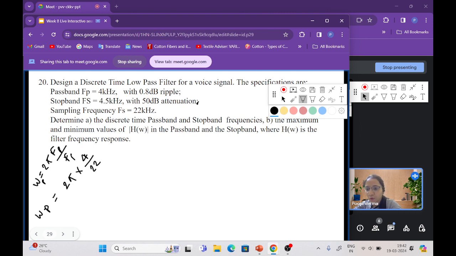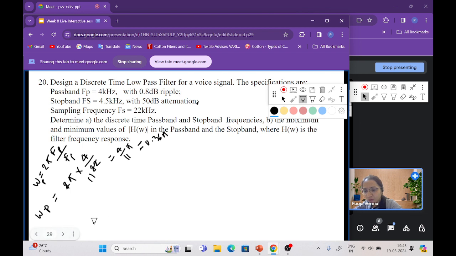Anyone of you want to calculate? 4 by 11 pi. Okay, 4 by 11 pi, that will be equal to 0.36 pi, right? If you calculate, 0.36 pi.